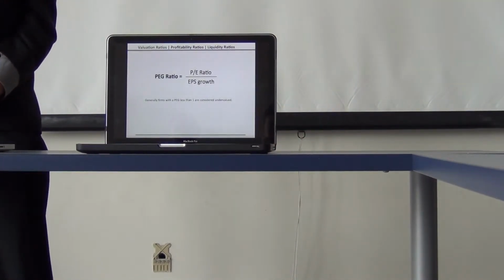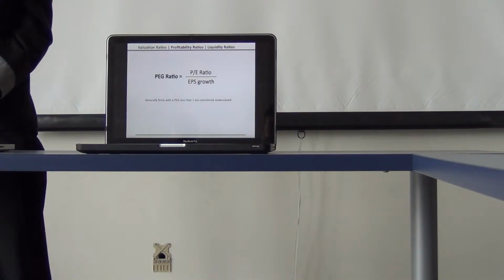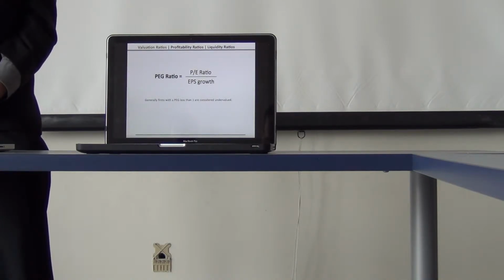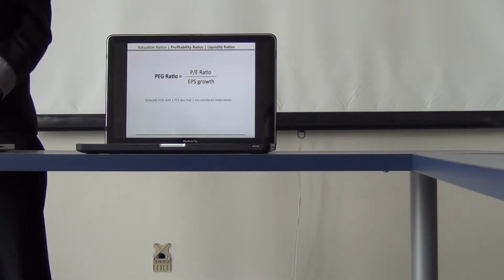Okay, so next is the PEG ratio, which is the PE ratio over the earnings per share growth, the projected growth. If you have a PEG of less than 1, it generally shows that the company might be undervalued, because relative to its growth, it has a low PEG. Basically, the growth is very high compared to the PE ratio. And you always want to compare PEG ratios with companies within the same industry.